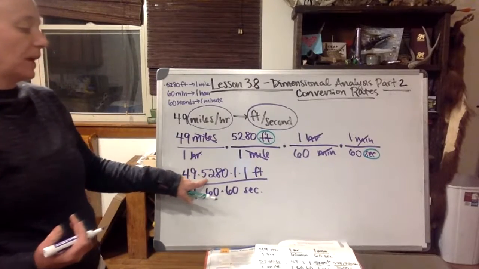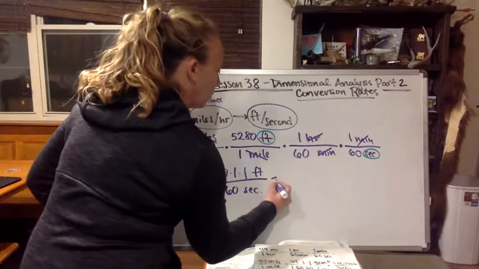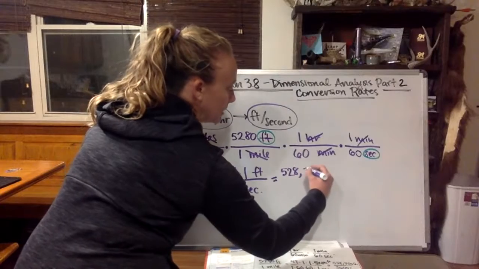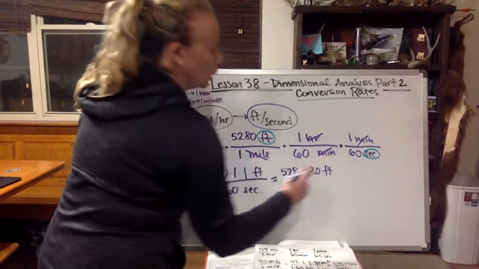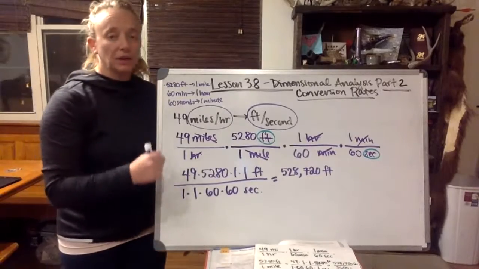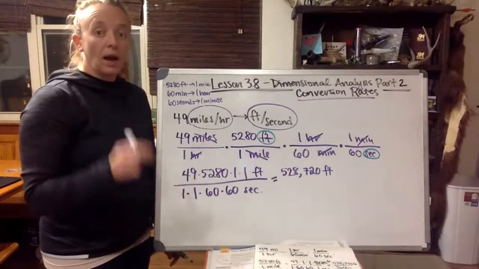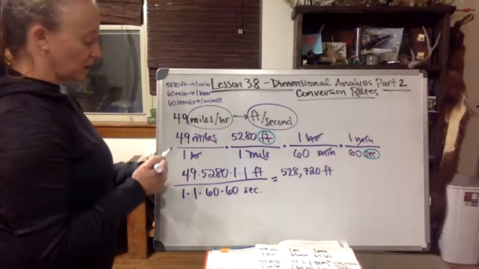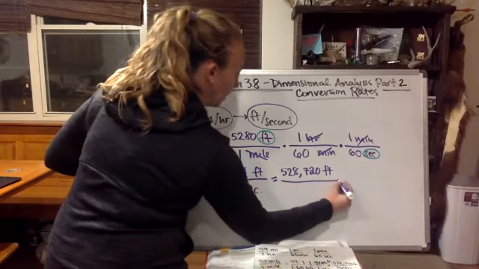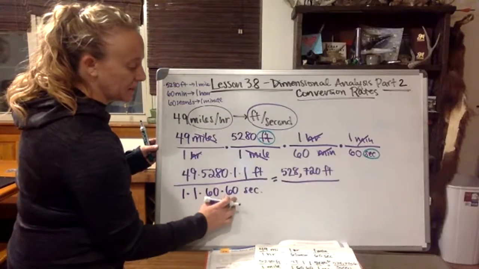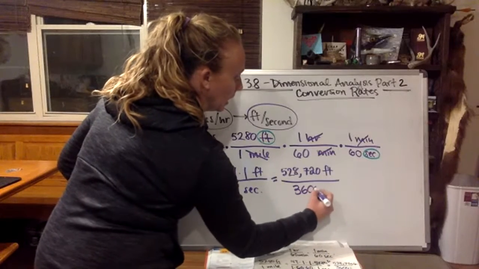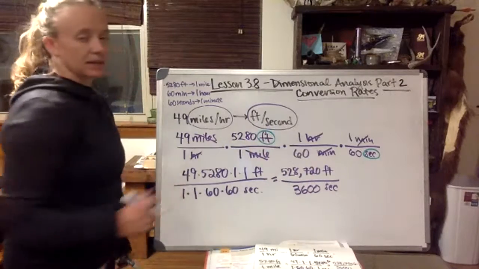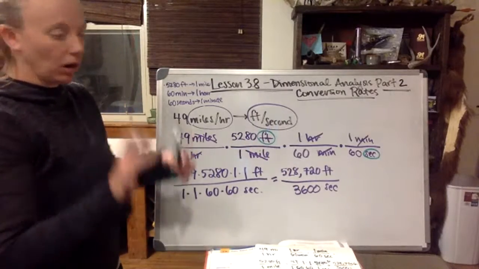49 times 5,280 times 1 equals, when I put all of that into my calculator, I get 528,720 feet. Look how accurate I am. If you put that in your calculator, you will get exactly this number. Be as specific as possible. Do not round until the very last second. Try to be as specific as you possibly can. If I look at this bottom part, 1 times 60 times 60 is 3,600 seconds. Again, 1 times 60 times 60 is 3,600 seconds. No rounding has occurred yet.